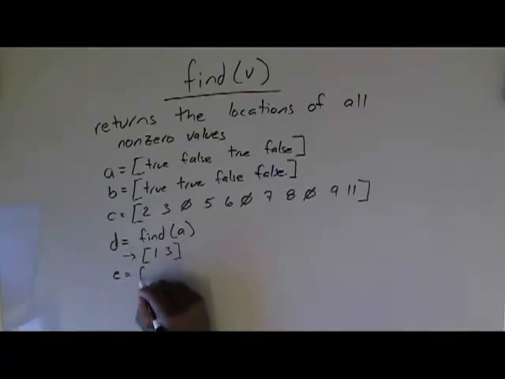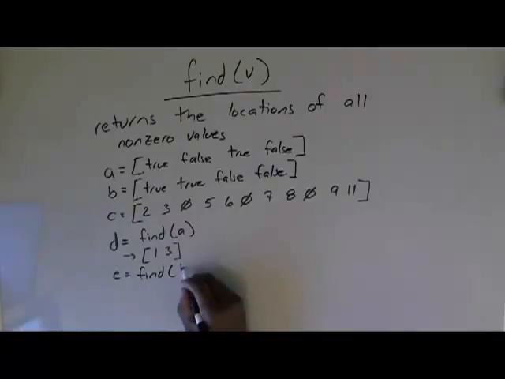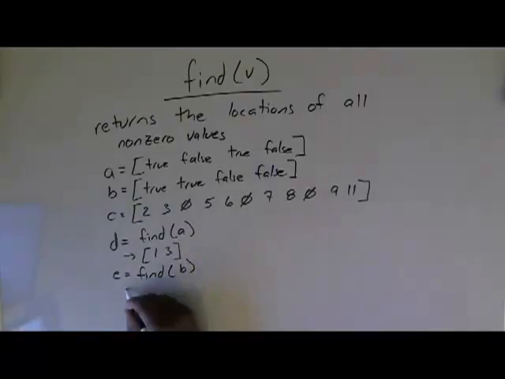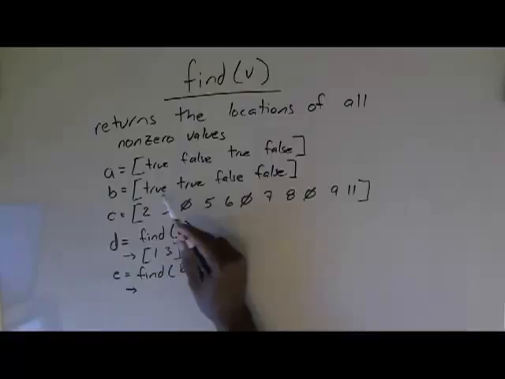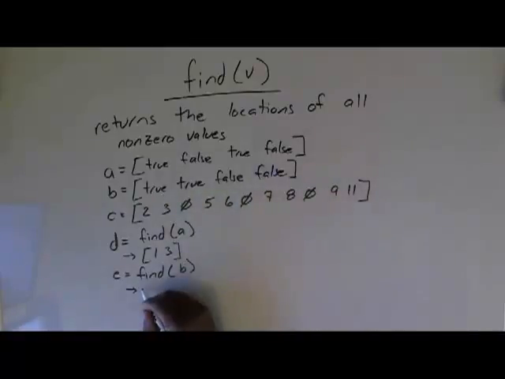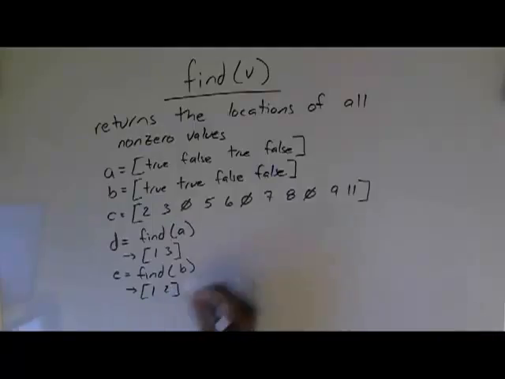If we did E equals find B, it's going to give us the vector 1, 2, because those are the indices of the non-zero values in that vector. Keep in mind, true is 1 and false is 0. Now if we come down here, maybe I could fit one more in here. Well, let's not do that. So that's it working on logical vectors.